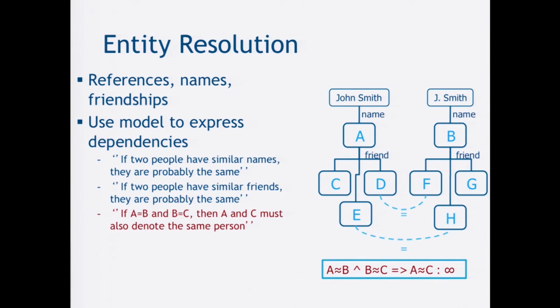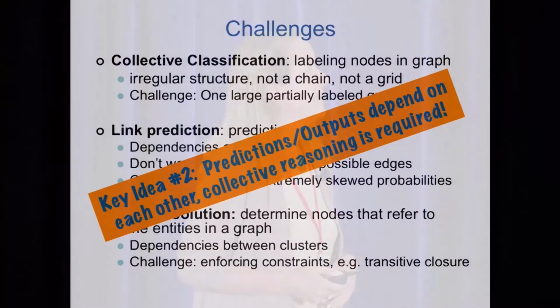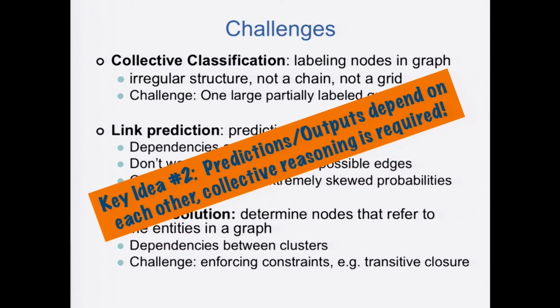And then finally, oftentimes in entity resolution, you want to have this kind of transitive closure kind of thing where you say, if A and B are the same and B and C are the same, then A and C should be the same. All of this requires more complex kinds of reasoning. And it's hard because you have outputs that depend on each other, and we need scalable ways of doing this.